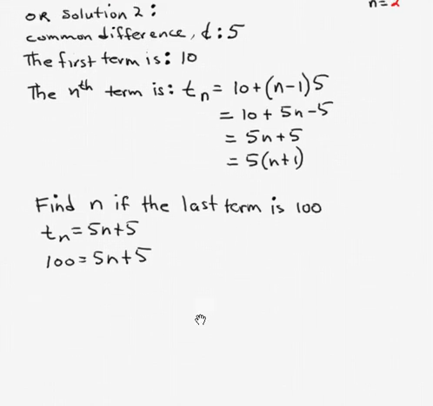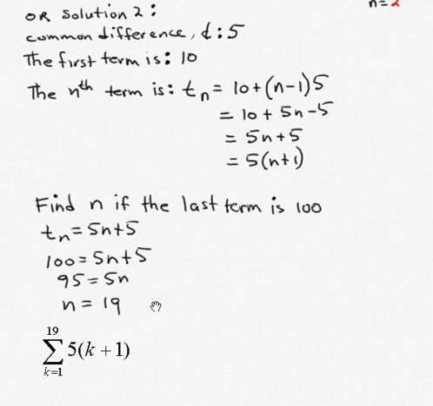So for solution 2, we're going to say 100 is 5n plus 5. And if we solve for n, let's subtract 5 from both sides. Divide both sides by 5. There are 19 terms. So our formula could say we're starting from term 1, going through and including term 19, and then the formula is 5 times the term number plus 1 more. So that would be a second way to represent this solution.